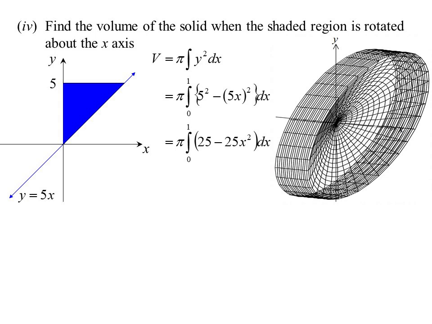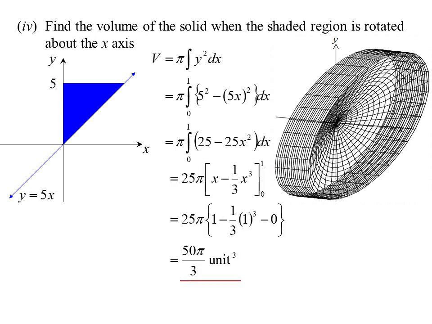But you square it before you subtract it. Okay? Don't go 5 minus 5x all squared. No. 5 squared minus 5x squared. That's what we have to do. Alright, so let's integrate that. Substitute in, and we have our answer.